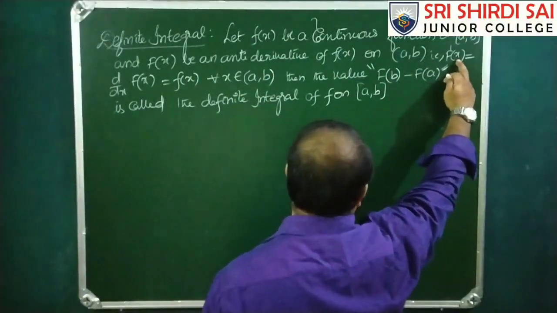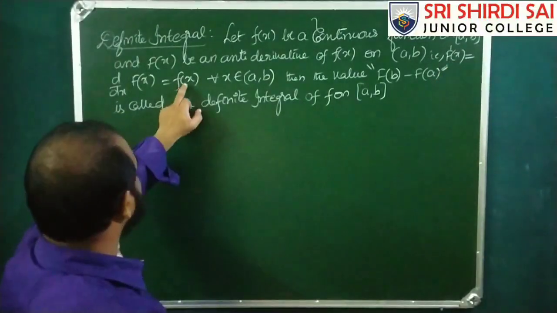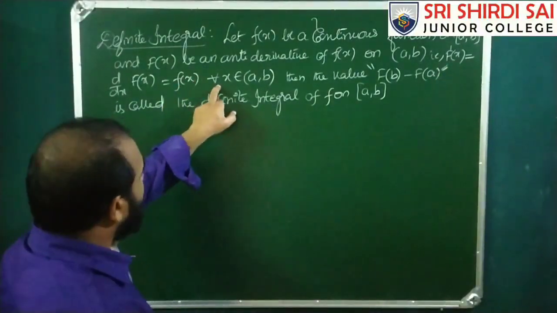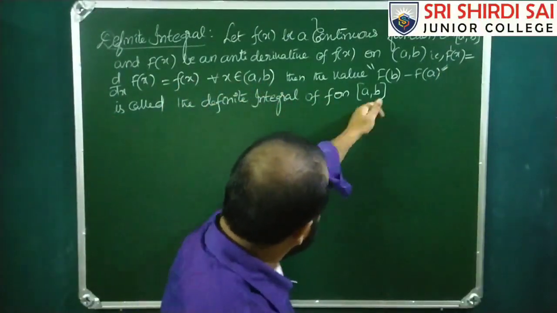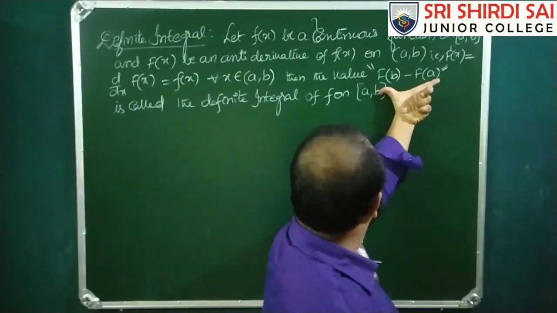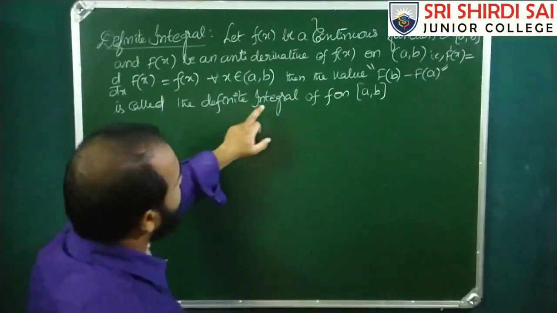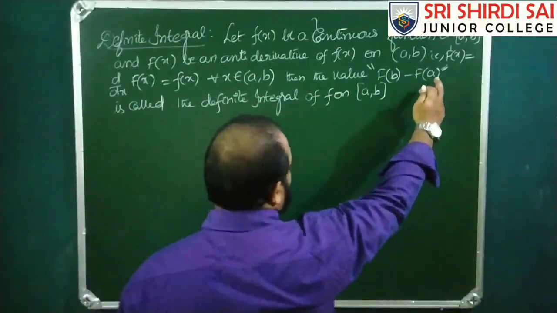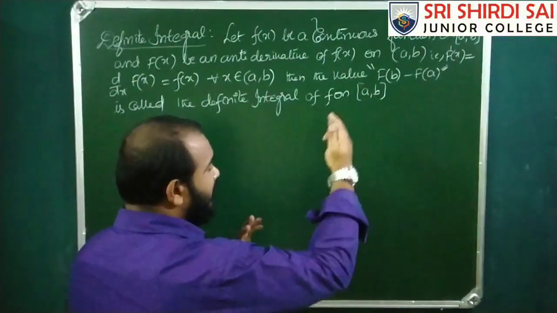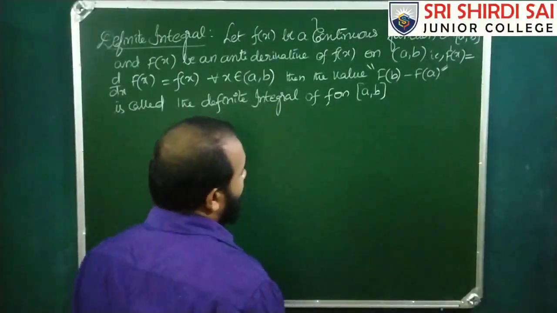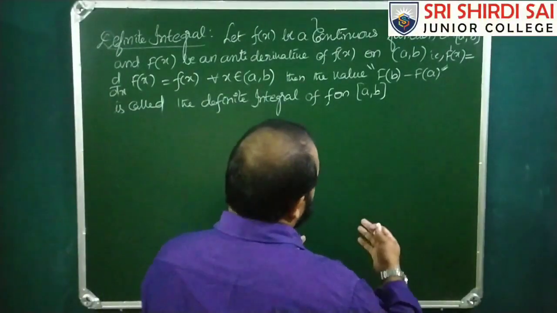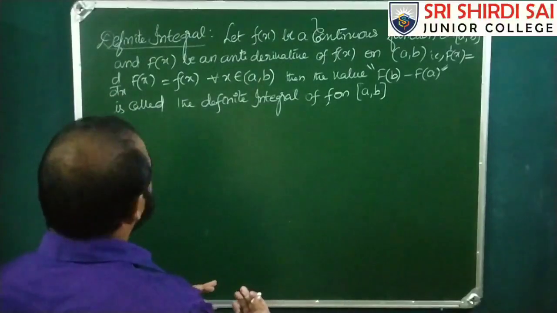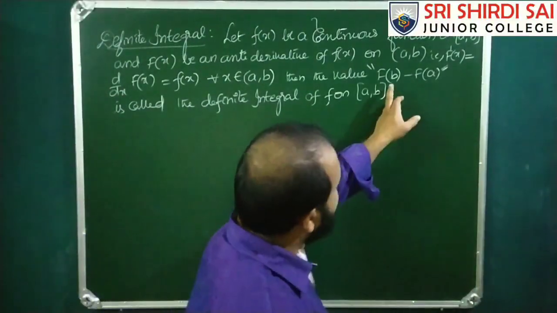What is F dash x? d by dx of F of x equals f of x for all x belonging to [a, b]. Then the value F(b) minus F(a) is called the definite integral of f on [a, b]. Here there is no constant, unlike the indefinite integral where we get F of x plus c. Here that c is not there.